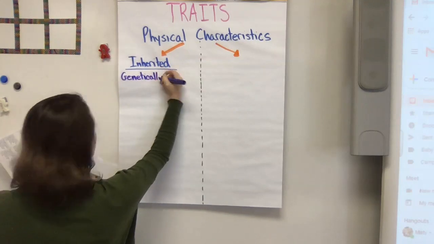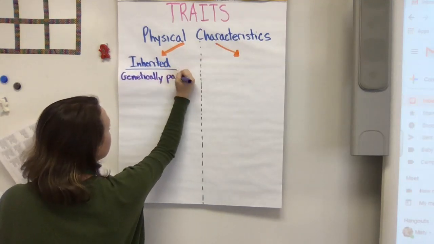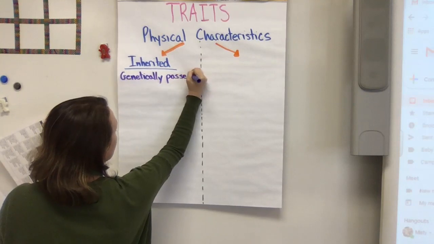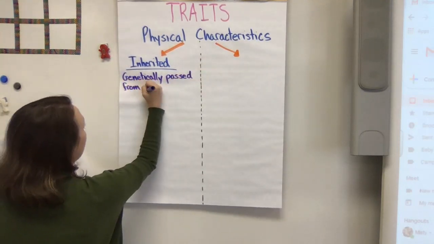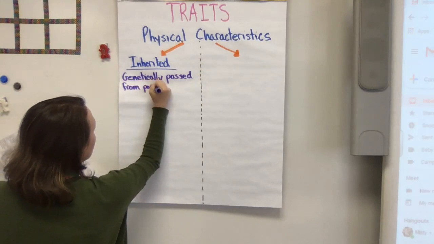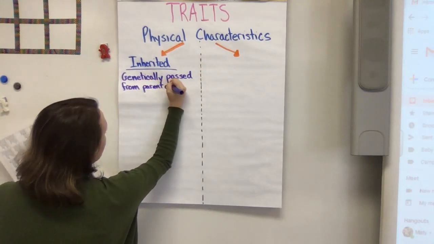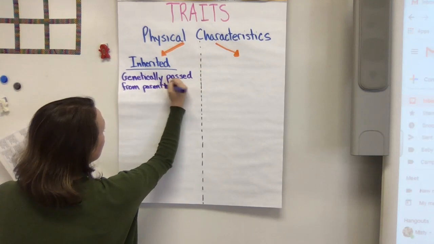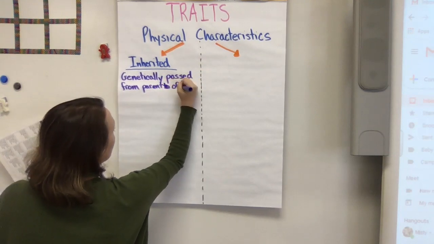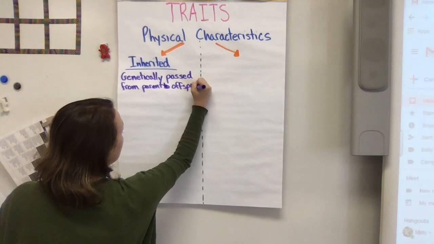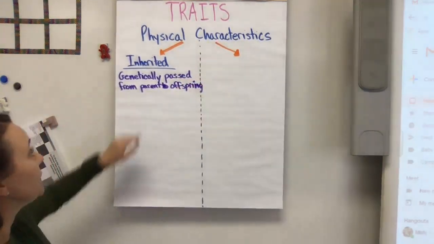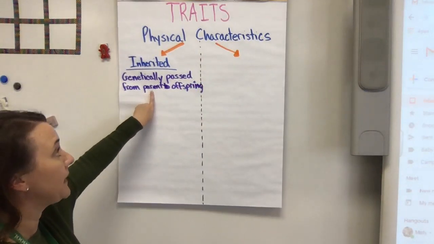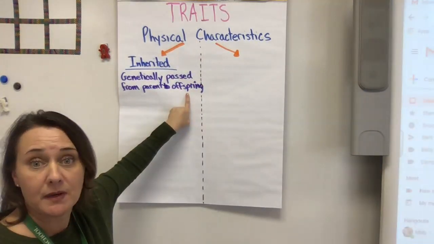These are genetically passed down from a parent to offspring. Parent to offspring. What that means is offspring is like babies. You have parents and you are their offspring.